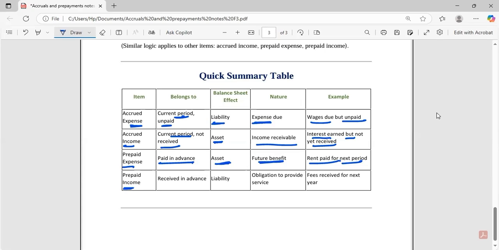Then comes prepaid income, the income, or I can say pre-received income, or unearned income. But you will generally see this term prepaid income, so do not get confused. This prepaid income means pre-received income, or unearned income. So I have yet to perform my obligation. I have to give the services, so it would be a liability. It is received in advance. I have to complete the obligation to provide services. For example, fee received for next year. I have received fee for future months, but I have not yet taught. So it would be a liability for me since it is a headache for me, right?